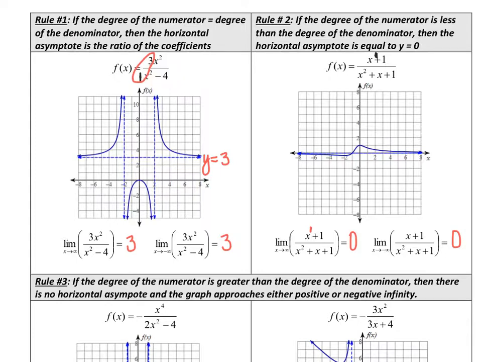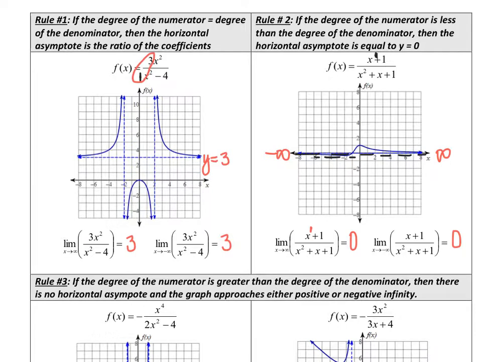Therefore, the limit as x approaches negative infinity and as x approaches positive infinity looks like it's going to the line y equals 0. So this one is approaching the line y equals 0, and this one is approaching that line, y equals 0.